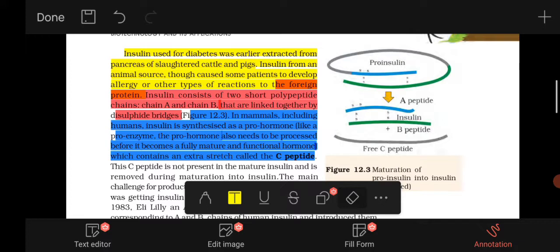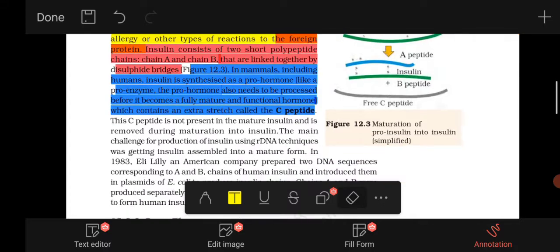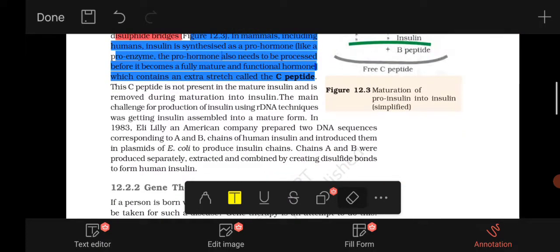But when it is produced as a prohormone, besides chain A and chain B, there is a C peptide present between chain A and chain B, and there are disulfide linkages also present between chain A and chain B. So in mature form, this C peptide is not present. It is removed during the maturation of proinsulin into insulin.